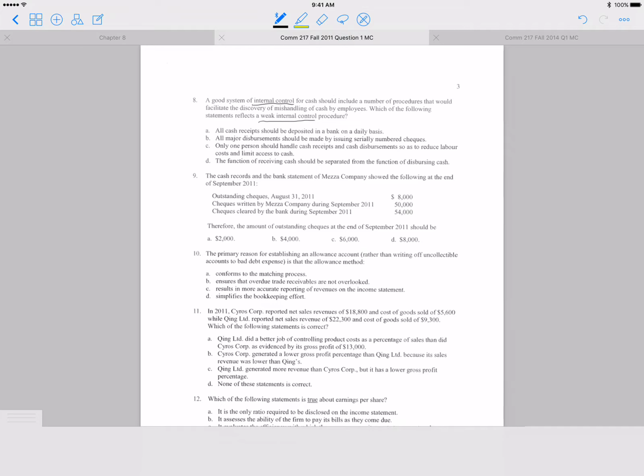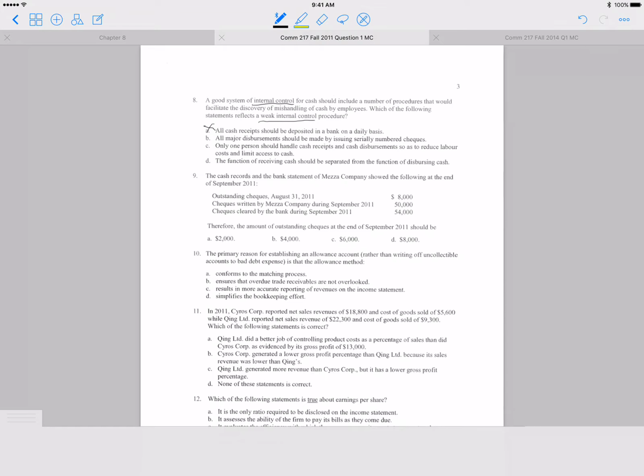So A says all cash receipts should be deposited in a bank on a daily basis. So this is actually good because if you wait till the end of the month, cash receipts could be lost. So to do it on a daily basis is just very efficient. So that's not a weak internal control, and it's actually a very strong one. B says all major disbursements should be made by issuing serial number checks.